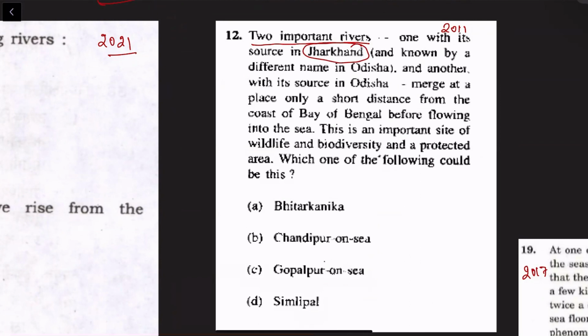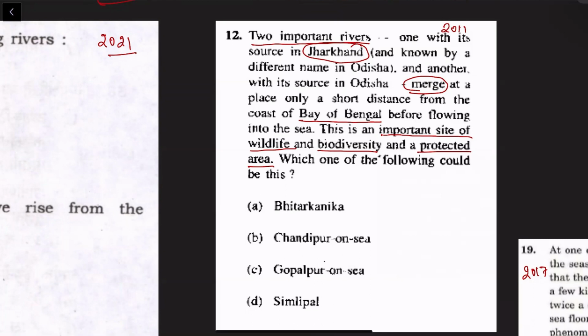And another with its source in Odisha, merged at a place only a short distance from the coast of Bay of Bengal. That doesn't mean one river is a tributary of the other, but their delta is merging before flowing into the sea. This is an important site of wildlife and biodiversity, and a protected area. That is the important hint. Which of the following could be this?